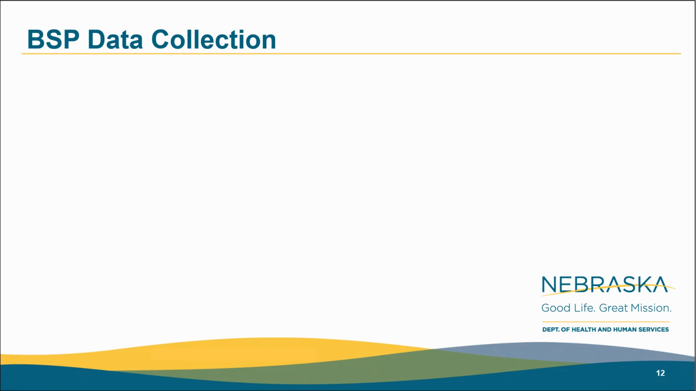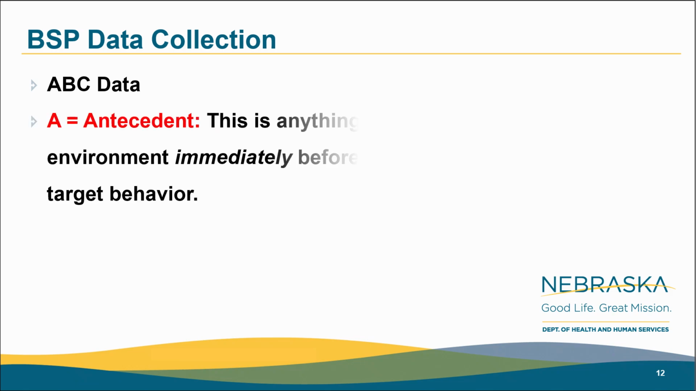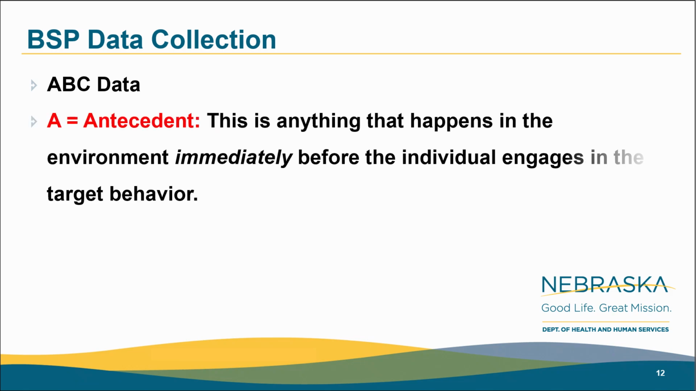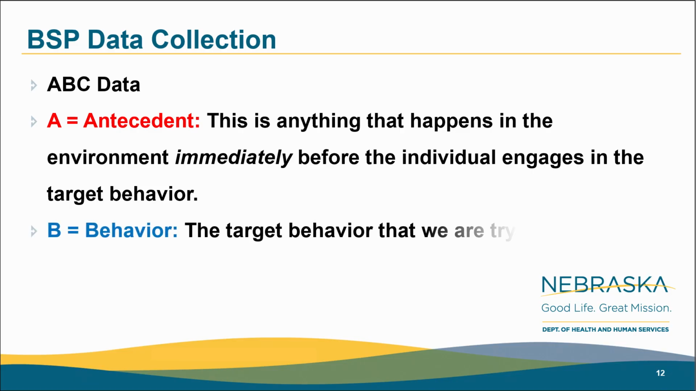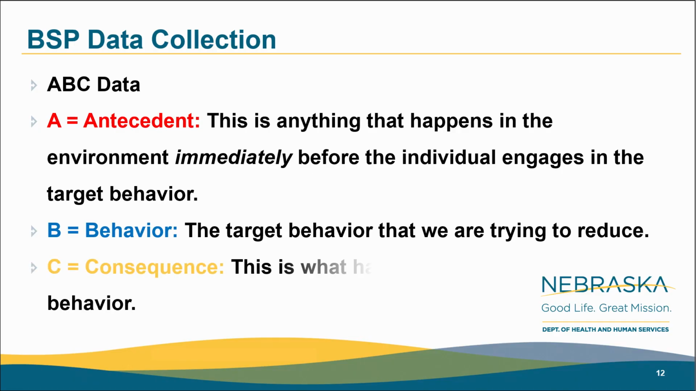Now let's spend a few minutes on our ABCs. This may be familiar from your positive behavior support training, but we'll go over it briefly here just as a reminder. A stands for antecedent, which is anything that happens in the environment immediately before the individual engages in a target behavior. B stands for behavior, specifically the target behavior that we're trying to reduce. And C stands for consequence, which is what happened immediately after the behavior.